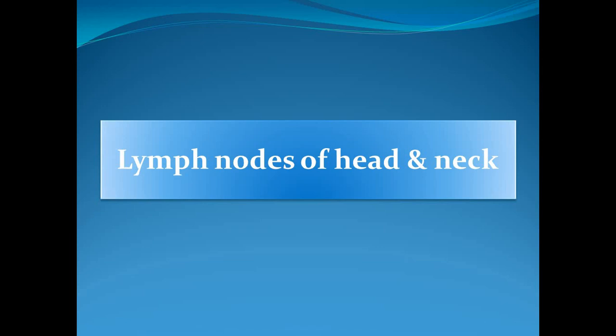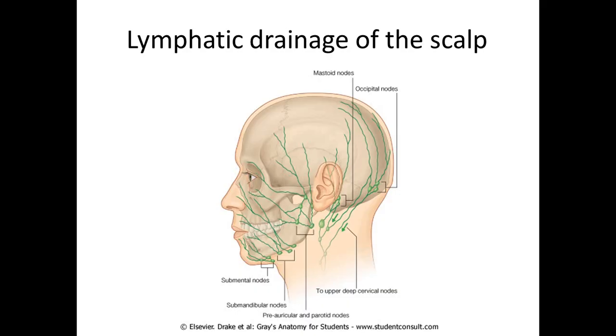We move on to talk about the lymph nodes of head and neck, and this is one of the important things to identify on images, because we know that lymph nodes usually drain inflammation or metastasis. We need to know these lymph node groups so we can stage the cancer or differentiate the extent of the disease. This is the lymphatic drainage of the scalp.